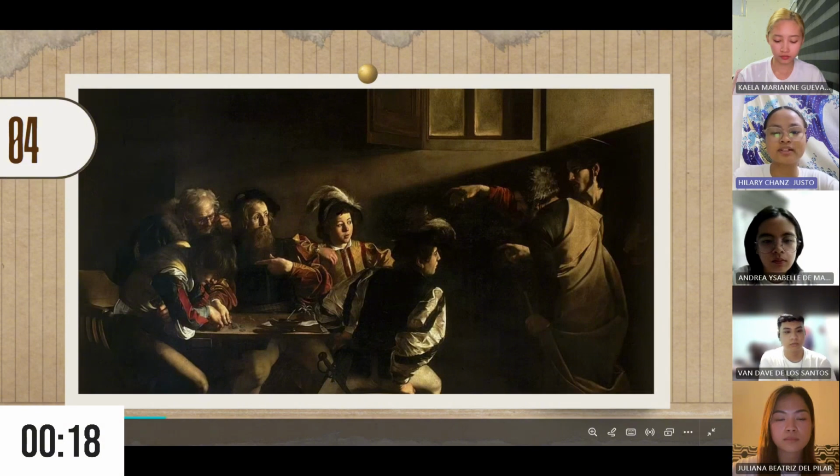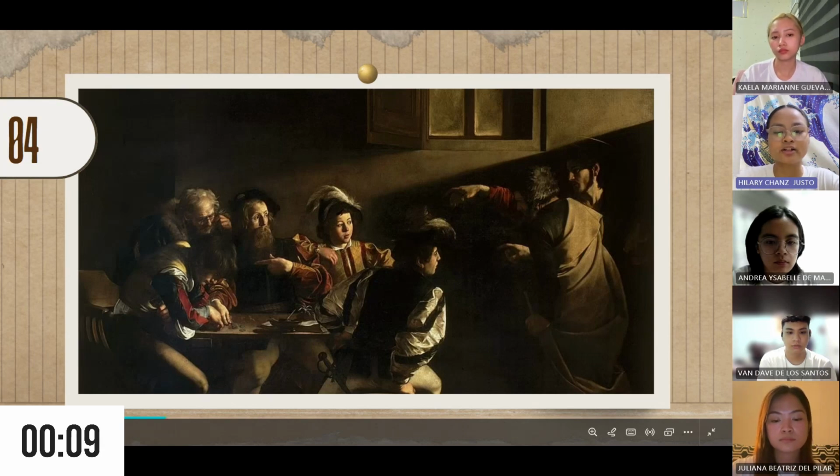Baroque art rose in the 1600s, full of emotion, movement, and drama. As you all can see on the screen, Caravaggio's Calling of St. Matthew uses strong contrast and realism to grab attention. It reflects the Catholic Church's aim to inspire faith through powerful dramatic visuals.